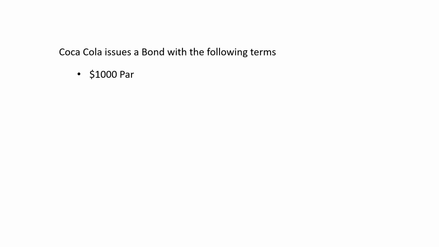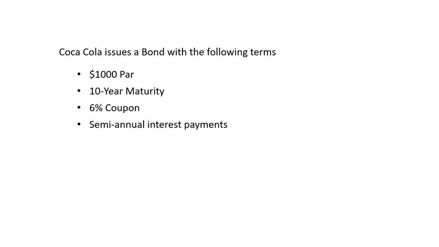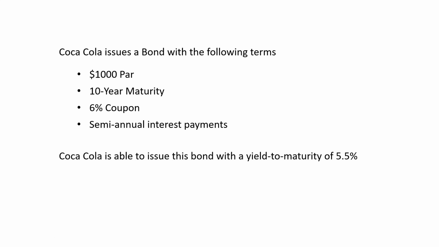Okay, let's set this up. Coca-Cola issues a bond with the following terms: $1,000 par, 10-year maturity, 6% coupon, and semi-annual interest payments. Now, the coupon is just a contracted rate, so that's not the yield. That's just a contracted rate that Coca-Cola decides upon. And the $1,000 par is what you're going to get back at maturity. But let's say that Coca-Cola is able to issue this bond with a yield to maturity of 5.5%.